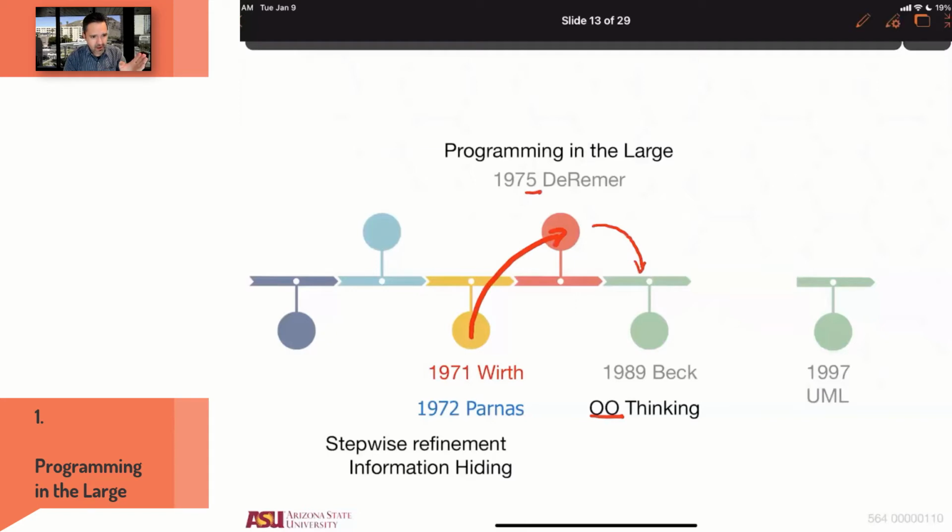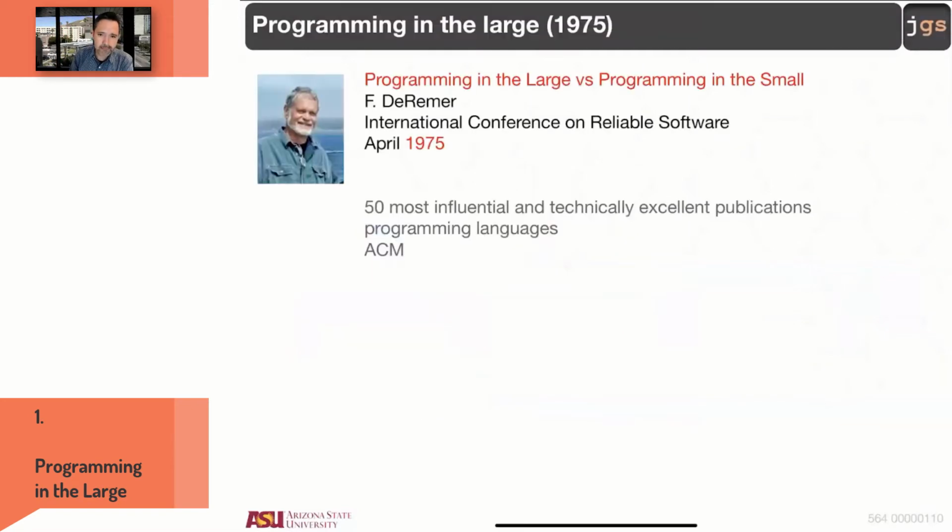From when we are 5 to start thinking in large, 10 to start thinking in the people need to know, need to work with object-oriented, 15 years. And what happened with these two papers? Number one, programming in the large.